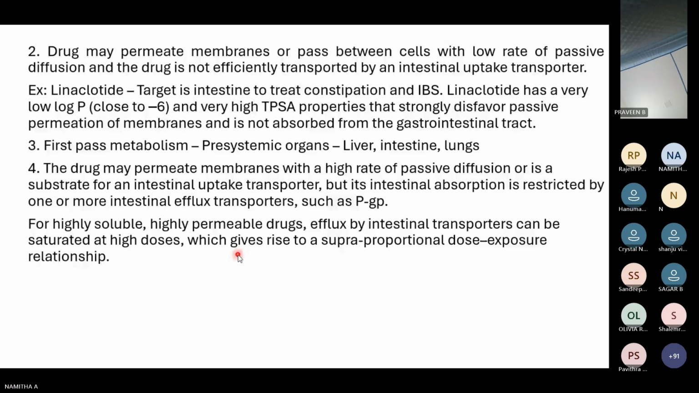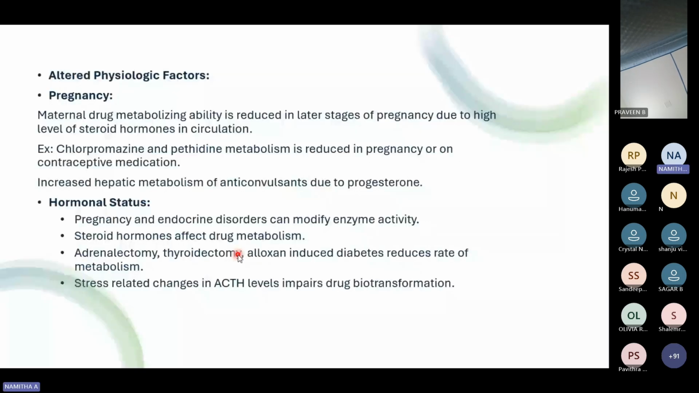Altered physiological factors. That means during pregnancy or hormonal imbalances, we see that the drug metabolizing ability is altered. Maternal drug metabolizing ability is reduced in the later stages of pregnancy. This is attributed to the high levels of steroid hormones in the blood circulation. Examples are chlorpromazine and pethidine, whose metabolism is reduced in pregnancy or on contraceptive medications. There is increased hepatic metabolism of anticonvulsants due to the progesterone present during pregnancy.